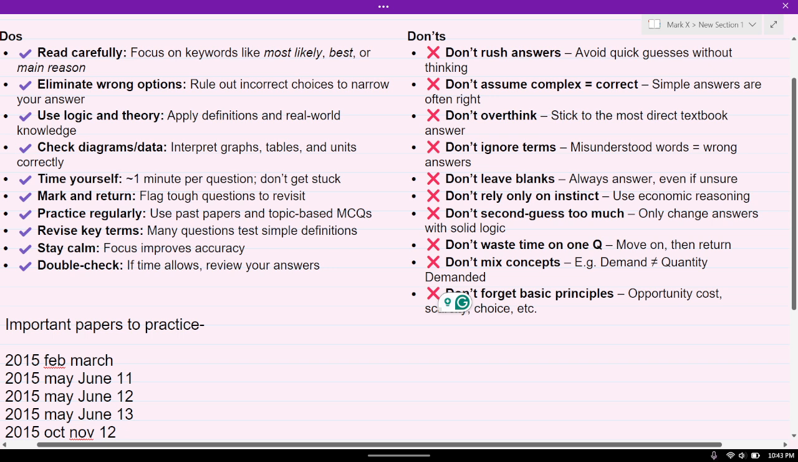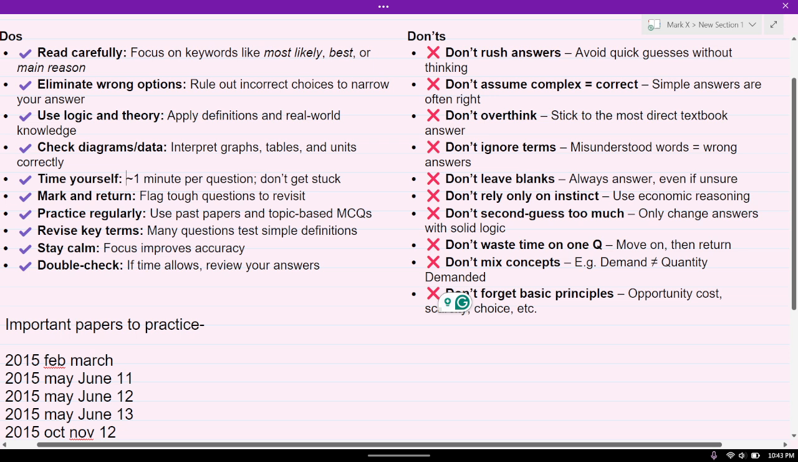Now don't rely only on your instinct. Okay, I think this might be the answer. No. Try and use economic reasoning to see why that might be the answer. Try and convince yourself that yes, this is the answer and this is wrong. Don't second guess too much, okay? Only change answers when you know that, okay, maybe this is definitely wrong, okay? Because many times you give the correct answer, you second guess, you change it, and you end up getting it wrong.